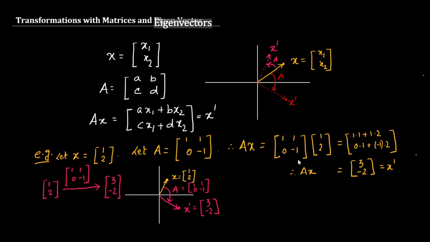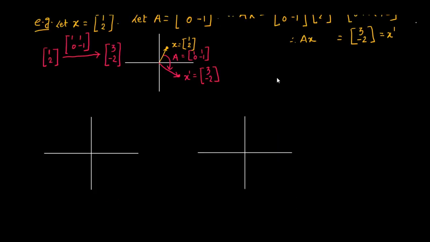Now, let us see some special matrices and what kind of transformations happen when those matrices are operated on some region. Let us consider the two unit vectors along the x-axis and y-axis. Say this one, my unit vector 1, 0, and along the y-axis, this one, my unit vector 0, 1. And let us see what will be the change in these two unit vectors when you operate a matrix, say, for example, A equals 2, 0, 0, 3. Let us see what will happen to these two vectors.